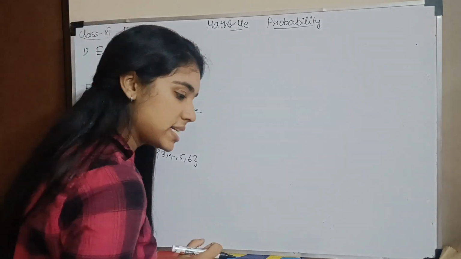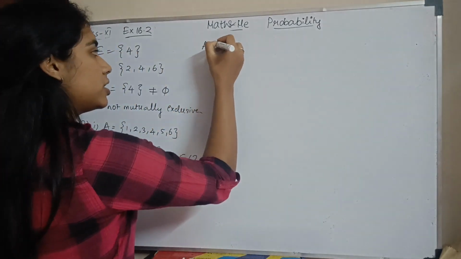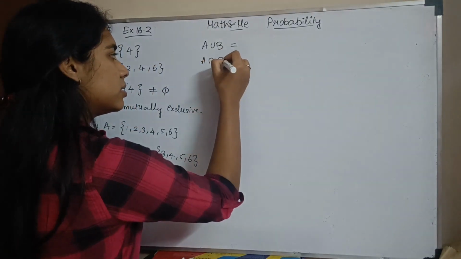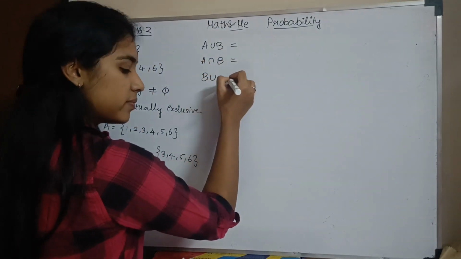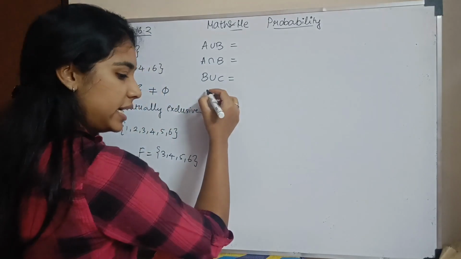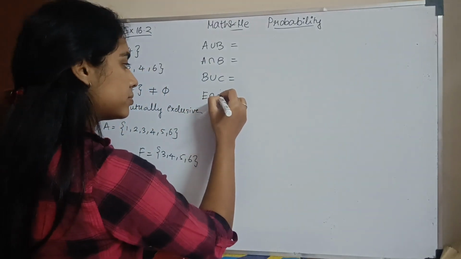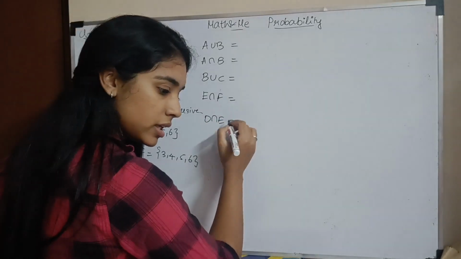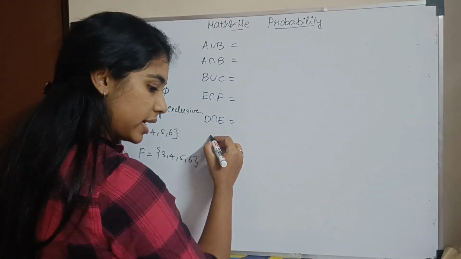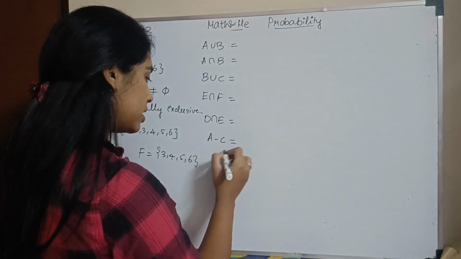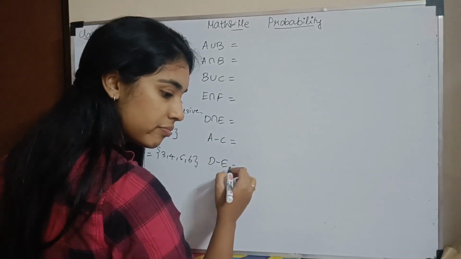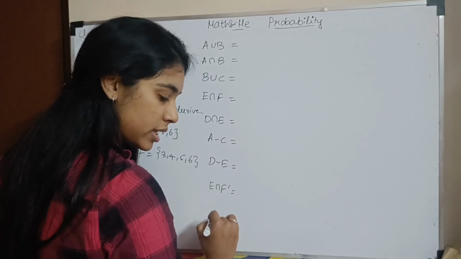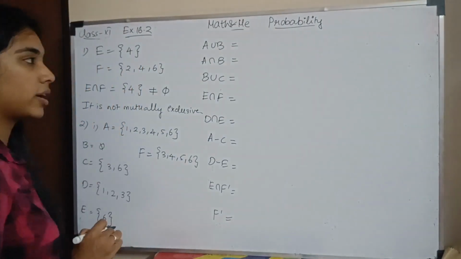Okay. Now what is asked? Find A union B, A intersection B, B union C, E intersection F, D intersection E, A minus C, D minus E, E intersection F dash, and F dash means F not.